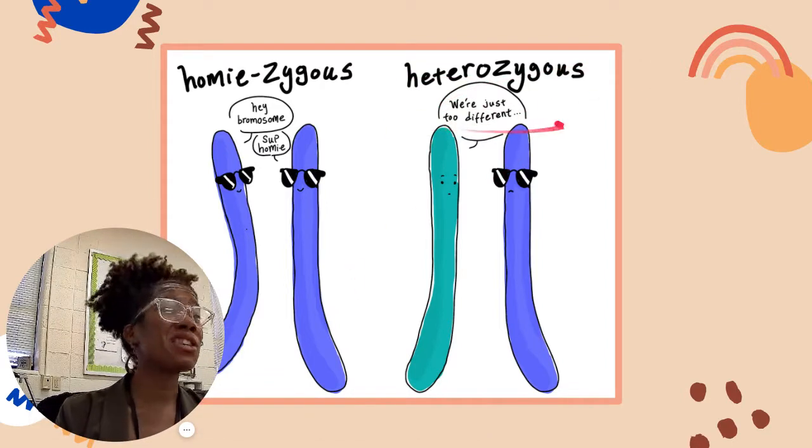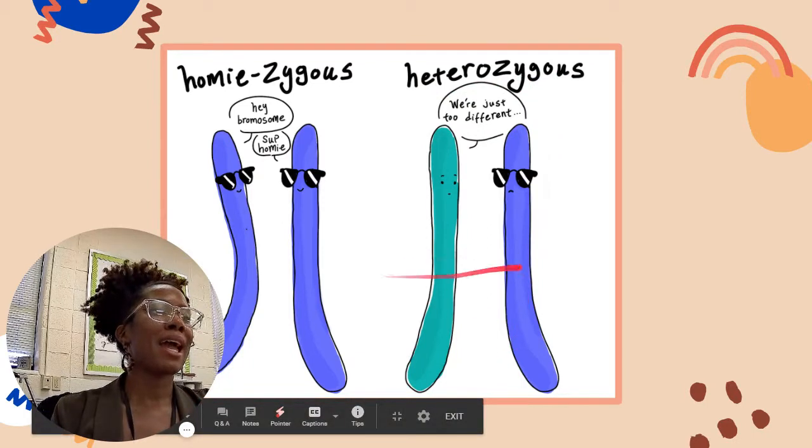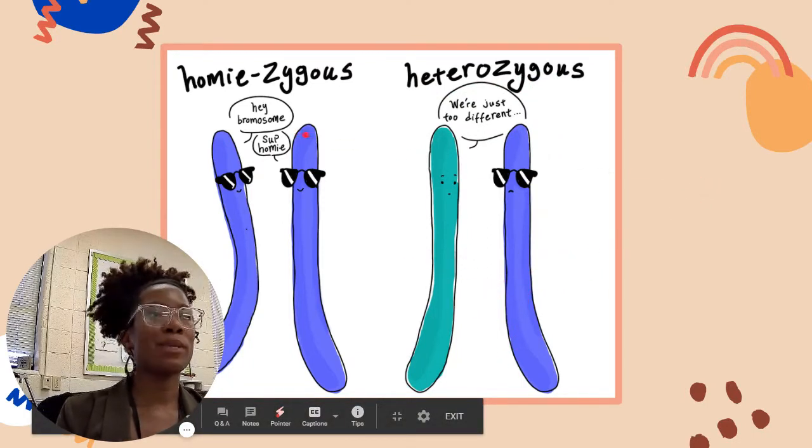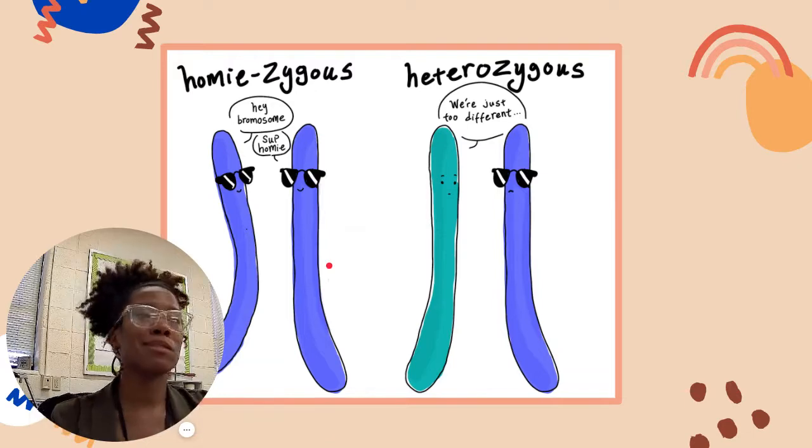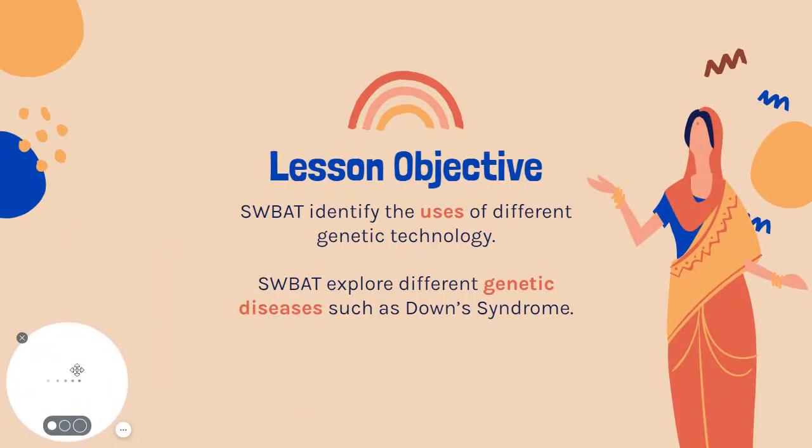Heterozygous are going to be very different, right? Hetero means different. So that's going to be big A and little a. Okay, homozygous, heterozygous. So think of it like a homie. Maybe that'll help it stick in your brain.